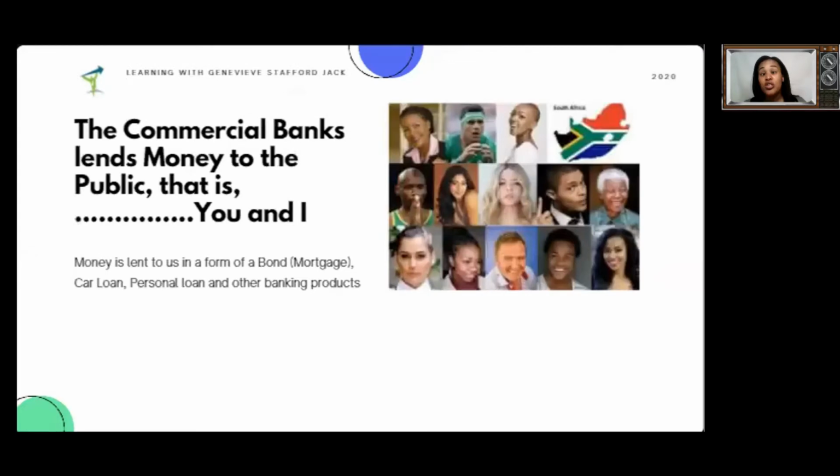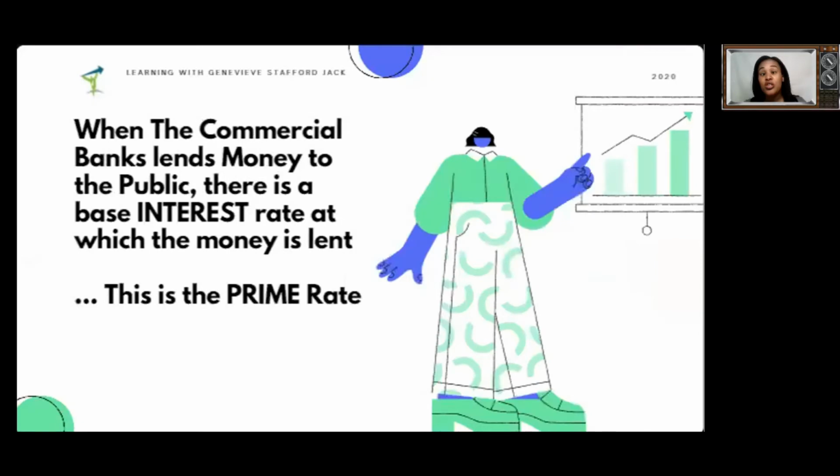The commercial banks lend money to the public, and the public is you and I, right? How do they lend us money? In the form of a mortgage, which is a bond, a car loan, a personal loan, and other different types of loan products made by the bank. When the commercial banks lend money to the public, there is a certain base rate at which they lend the money, and that is called the prime rate. Oftentimes it's called the bank rate.